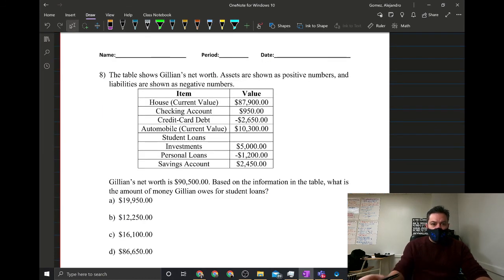Okay? Number 8, the table shows Gillian's net worth. Assets are shown as positive numbers and liabilities are shown as negative numbers. Okay? Really quick on assets and liabilities. An asset is something that you already own that you don't make payments on, and a liability is something that you're making payments on. An example of an asset would be my shirt. I'm wearing it, I'm not making payments on it. I already paid for it, so it's mine.